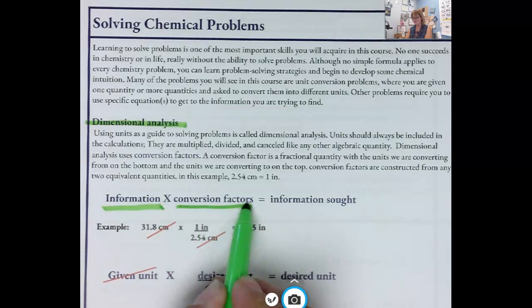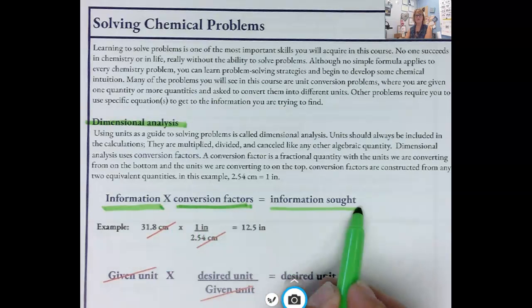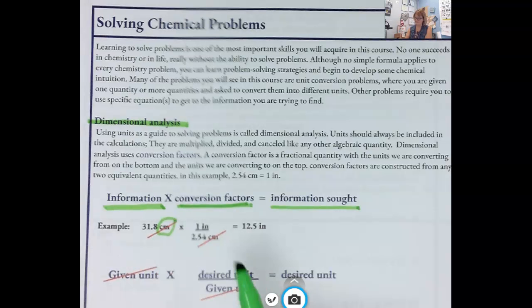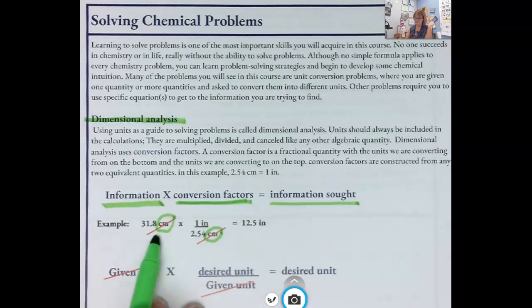Also remember, you always start with the information that's given. You're going to multiply by your conversion factor, and that's going to give you the information you're looking for. The other thing to remember is that the unit that is in your numerator must be the same as your unit in your denominator so that those cancel.